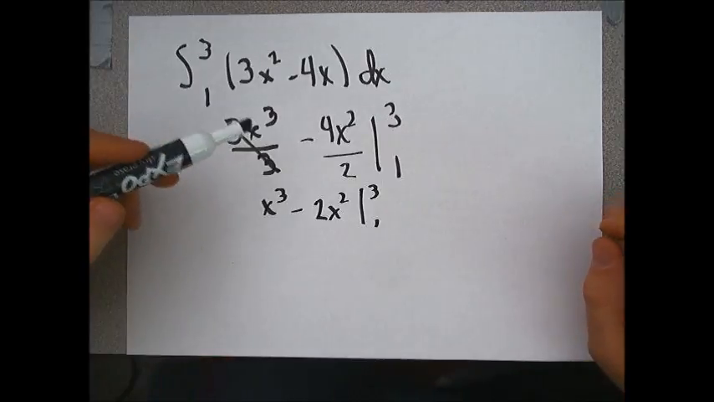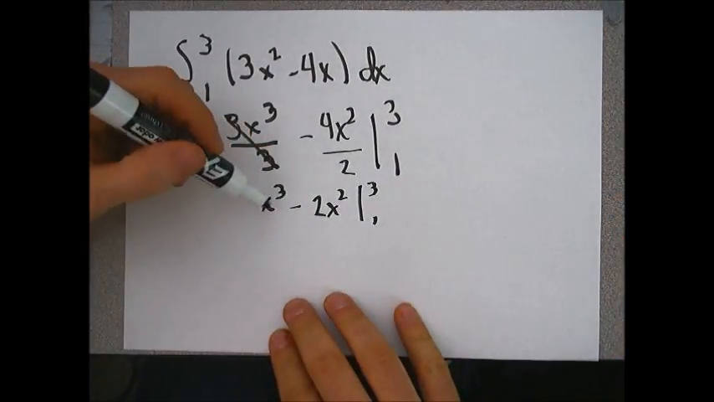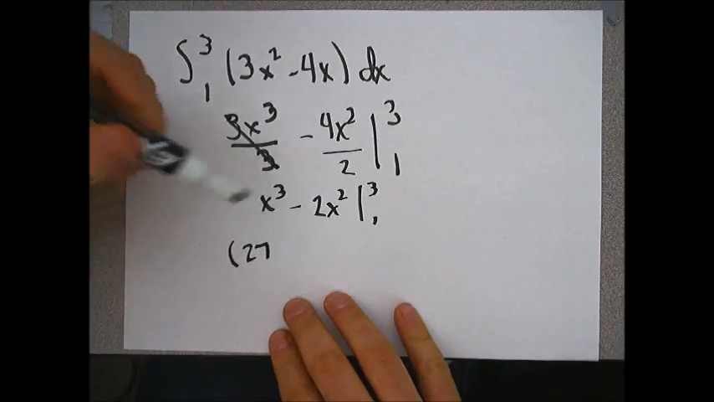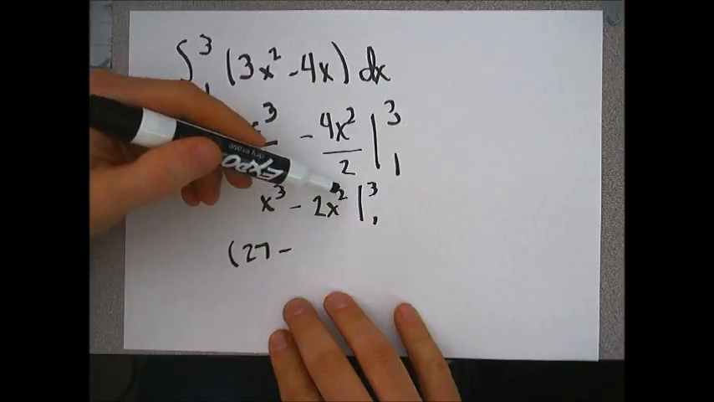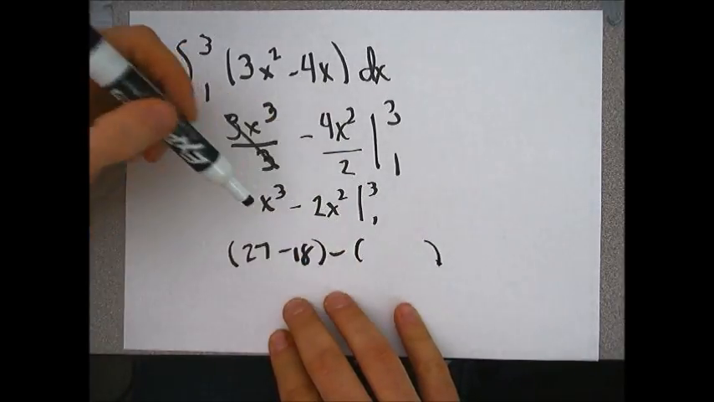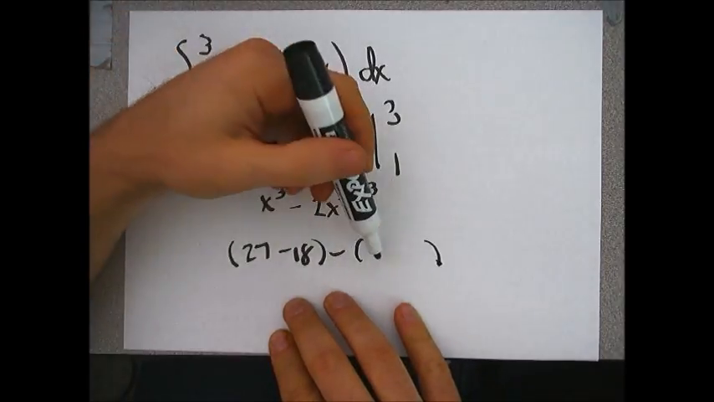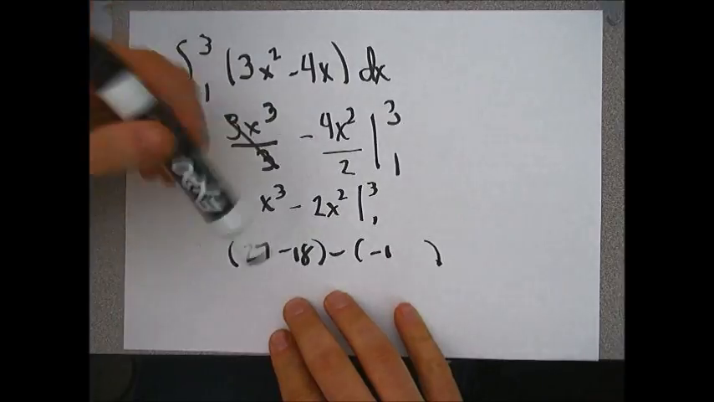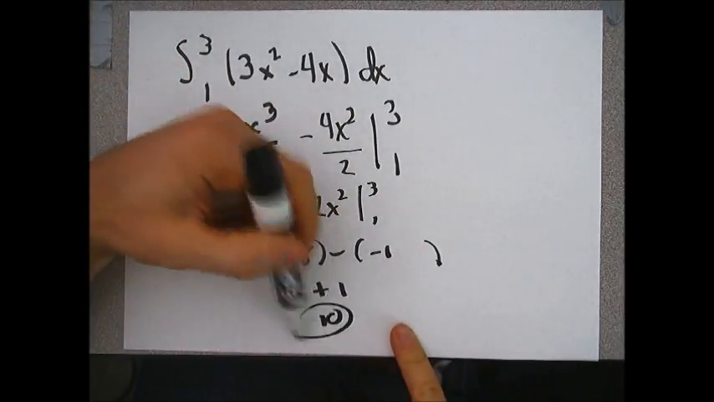So you're going to plug in 3, plug in 1, and subtract them. If you plug in 3, you have 27 minus, plugging in 3 here is what? 3 squared, 9, 18. Minus, plug in 1. 1 to the third is 1, minus 2, so minus 1. We got 9 minus a negative 1. Final answer 10.